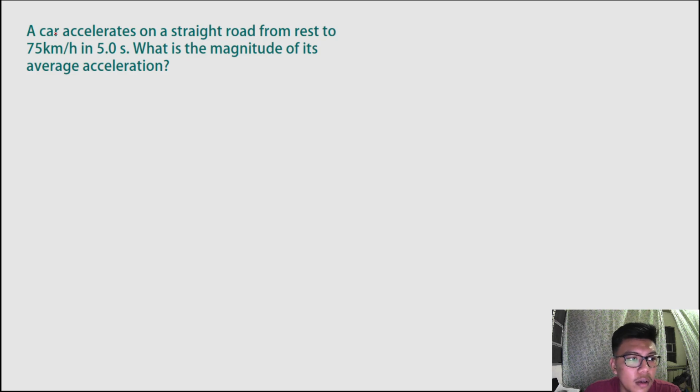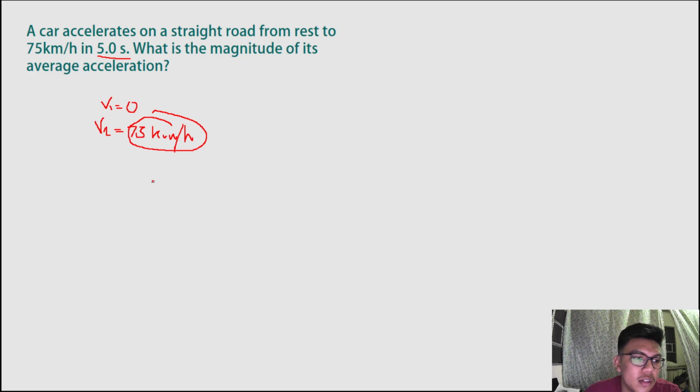Let's try, ano? A car accelerates on a straight road from rest to 75 kilometers per hour in 5 seconds. What is the magnitude of its average acceleration? So from rest, ano? So therefore, yung V sub 1 ay 0. So V sub 2 mo is equal to 75 kilometers per hour. Kaya lang, yung time natin ay naka-seconds. So, we need to convert this one, ano? Gawin natin meters per second, gawin natin standard.